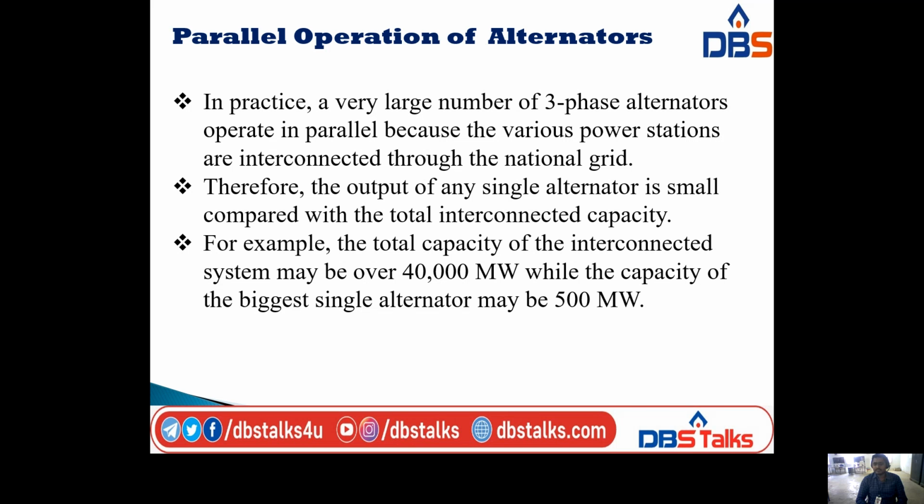For example, the total capacity of the interconnected system may be over 40,000 megawatts, while the capacity of the biggest single alternator may be 500 megawatts. Okay, that means the above condition is fulfilled, that is, the output of any single alternator is small. Here it is 500 megawatts compared with the total interconnected capacity, that is 40,000 megawatts.